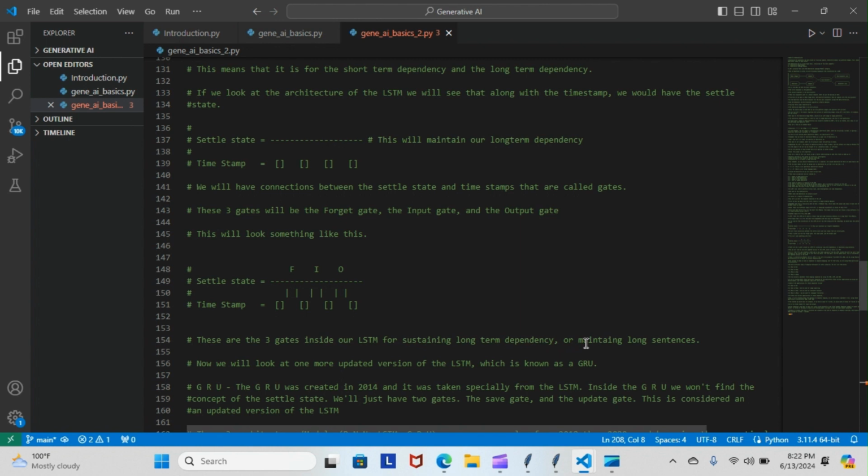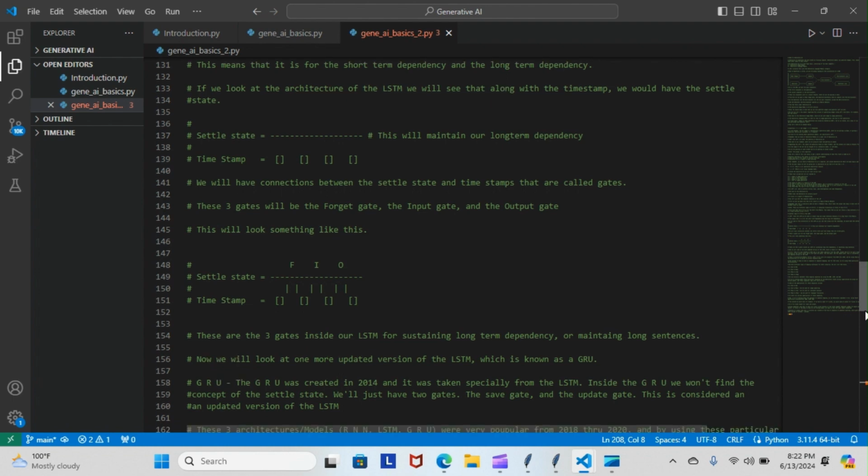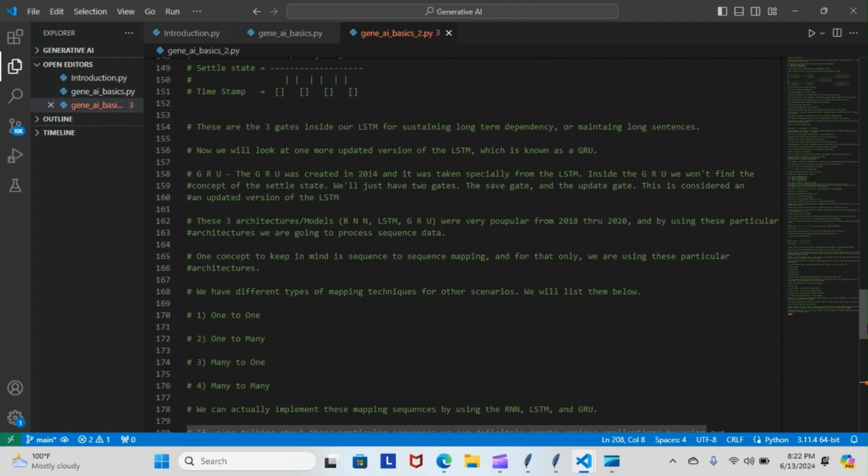Now we will look at one more updated version of the LSTM, which is known as the GRU. The GRU was created in 2014 and it was taken specially from the LSTM. Inside the GRU, we won't find the concept of the cell state. We'll just have two gates, the reset gate and the update gate. This is considered an updated version of the LSTM.